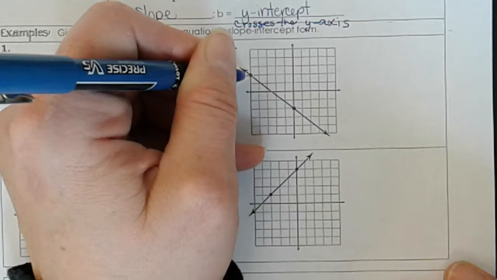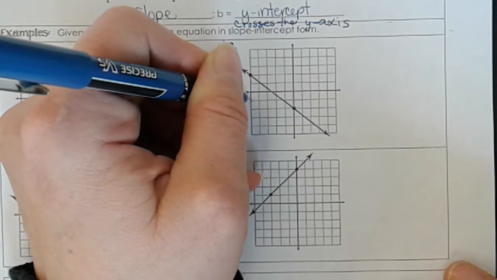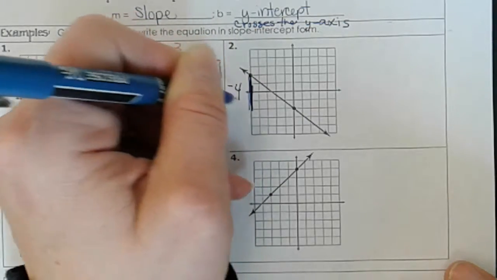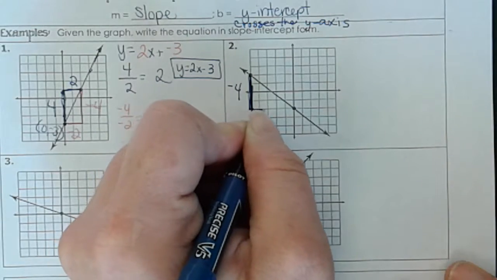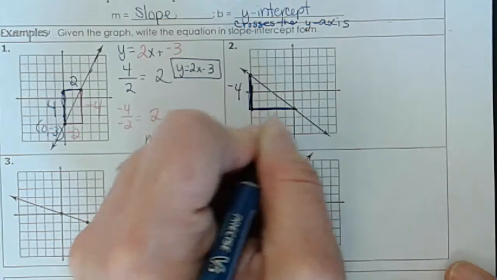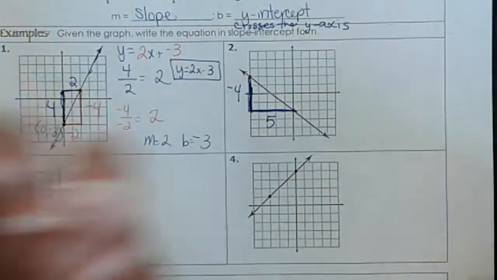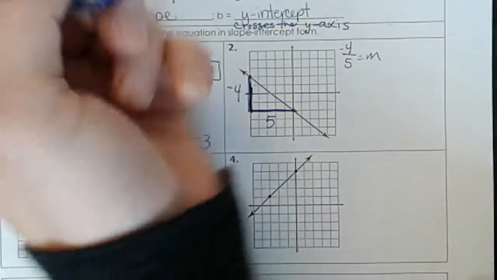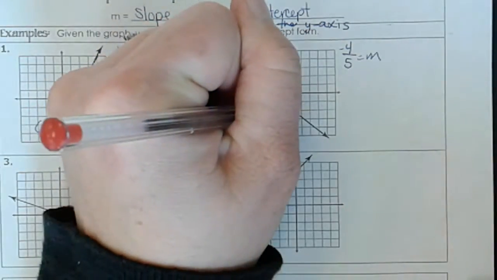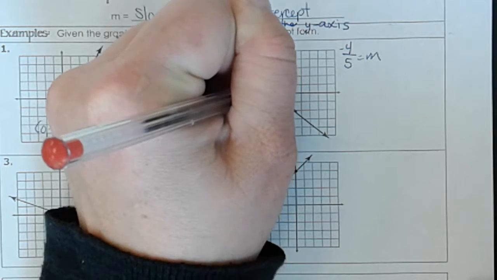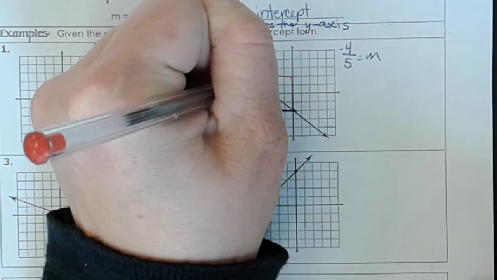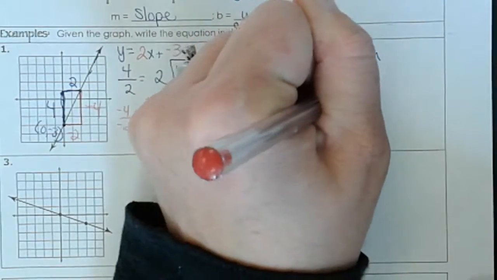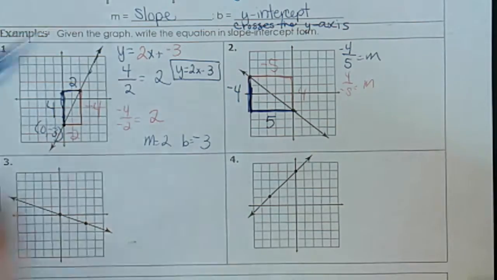If I count down, let's figure out the slope. 1, 2, 3, 4. So I went down 4, and again, down is negative, so I went down negative 4, and I went over 1, 2, 3, 4, 5. So I went 5 in the positive direction for the run, so my slope is negative 4/5. And again, you could have counted this way if you wanted. From here, you could go positive 1, 2, 3, 4, and then 1, 2, 3, 4, 5. So that would have been positive 4 and a negative 5. Well, 4 over negative 5 is still the same thing, okay?